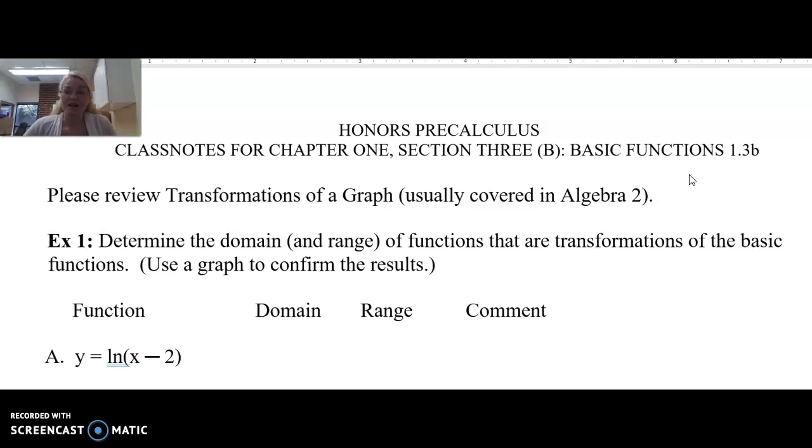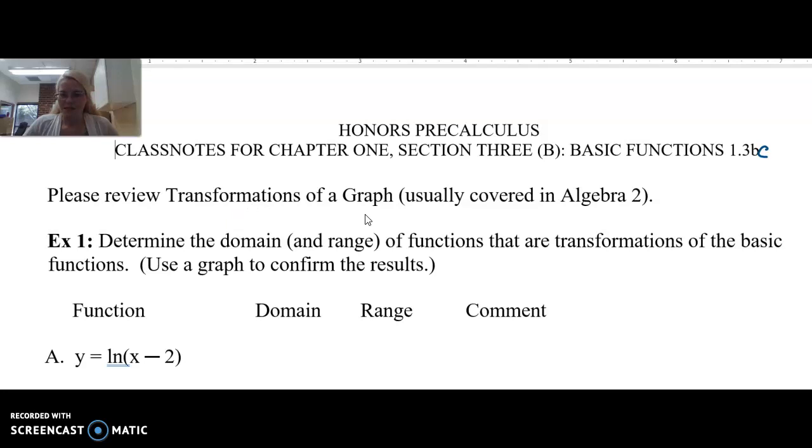All right, we're going to be talking about basic functions and some very simple transformations of your basic functions. So this is Chapter 1, Section 3, Part B. Really, this is BC. We're going to be covering this whole worksheet in 2 days. So this first video is just on the first page, transformations.